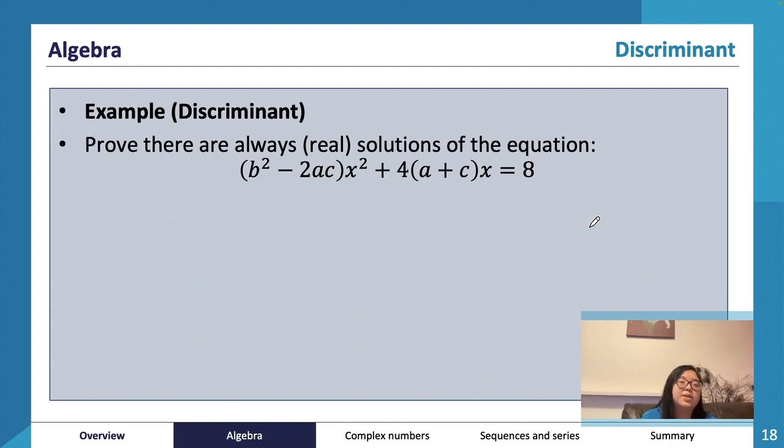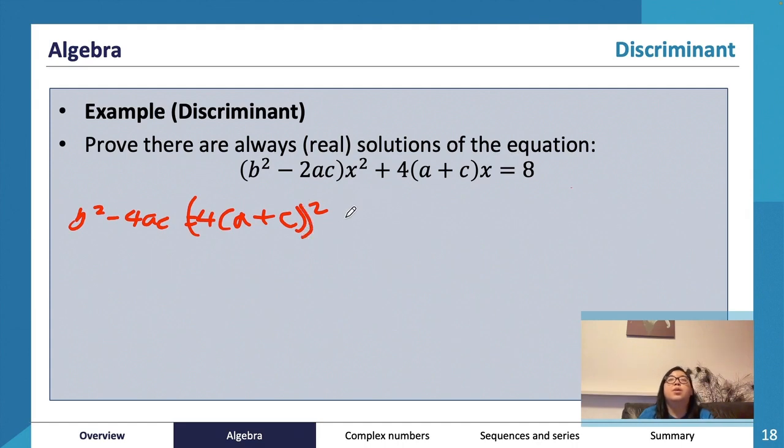Alright, so the first one is: prove that there are always real solutions to the equation shown below. First of all, we're going to try and work out what b squared minus 4ac is equal to. Ignore the actual b's and c's in here, and we just need to focus on copying it accurately across. So it's 4a plus c, all squared, and then we'll have minus 4a, which is going to be negative 8 when we bring it to the other side, times c, times b squared minus 2ac.